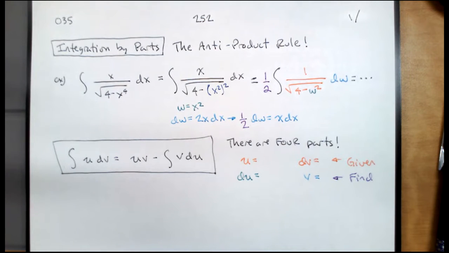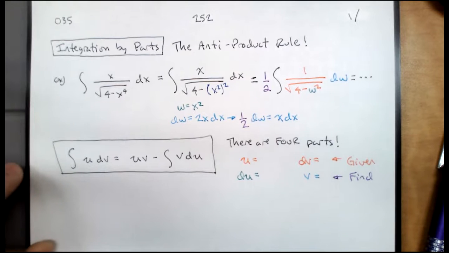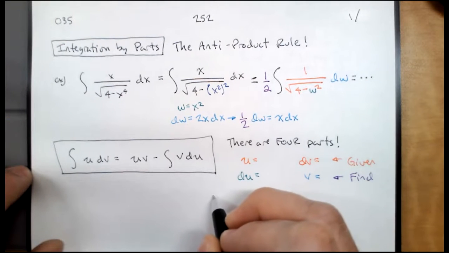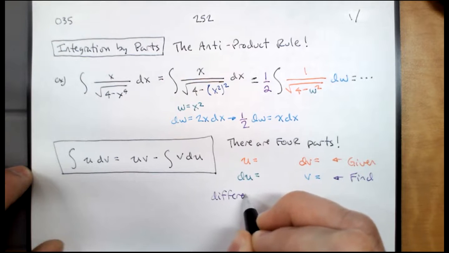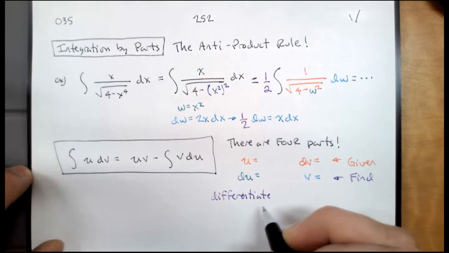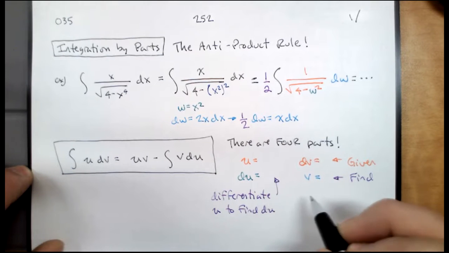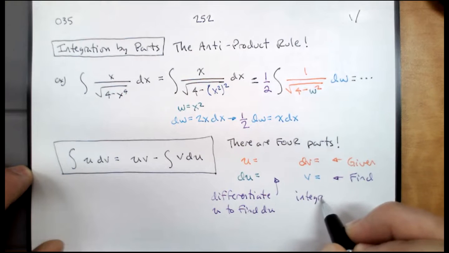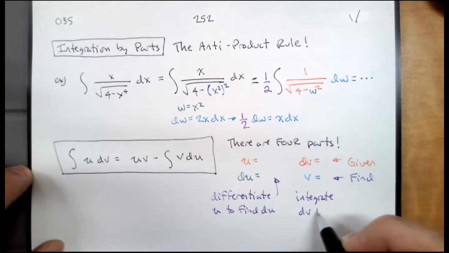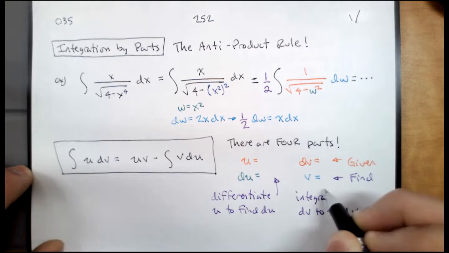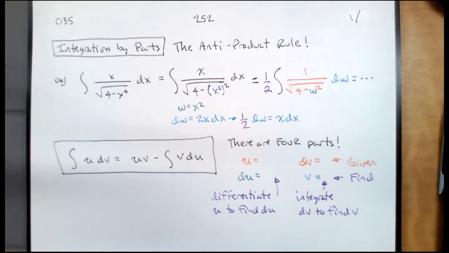Once you decide what u is, you differentiate to find du. Differentiate u to find du. And you'll integrate dv to find v. Then all you have to do is put things together into the formula and evaluate your secondary integral.